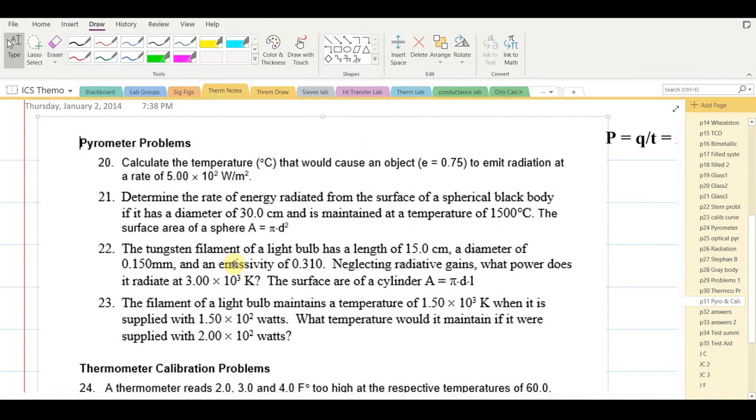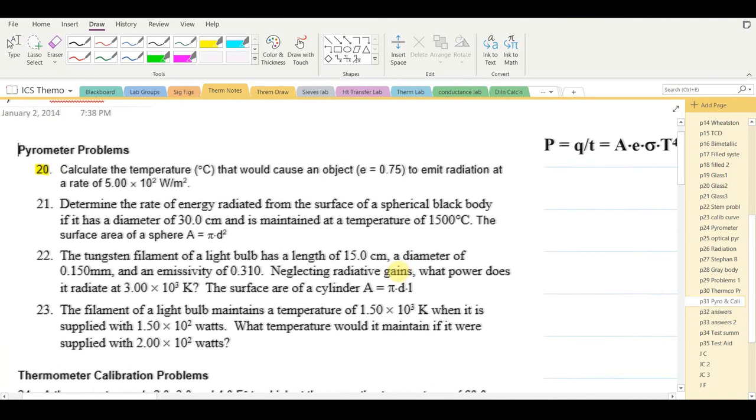Page 31, we have 4 problems related to pyrometers. Problem number 20 says, calculate the temperature in degrees Celsius that would cause an object with an emissivity of 0.5 to emit radiation at a rate of 500 watts per square meter. Let's write down what we have, and we'll write down the formula.